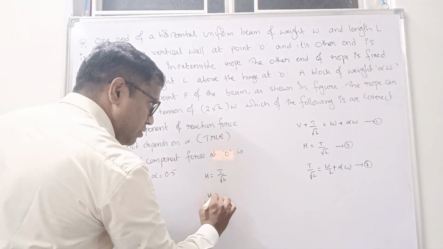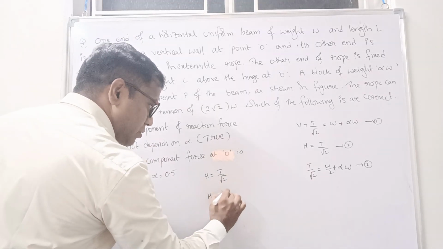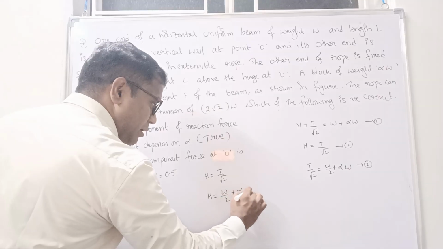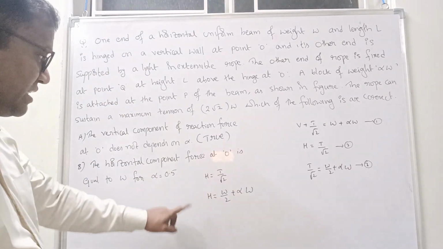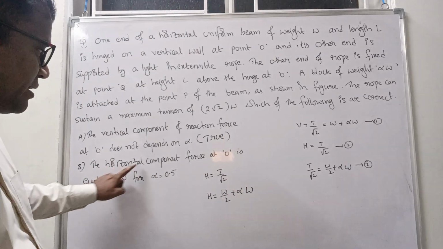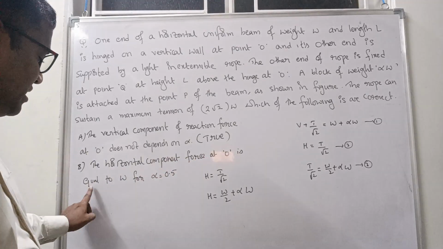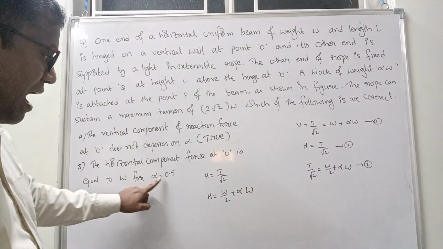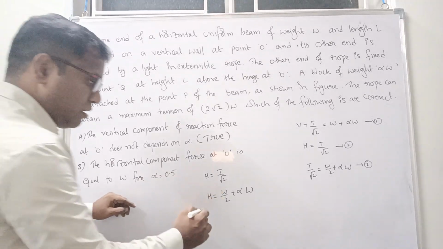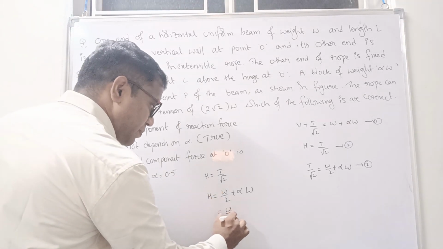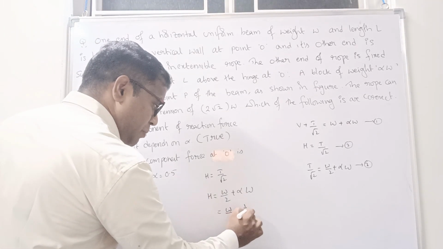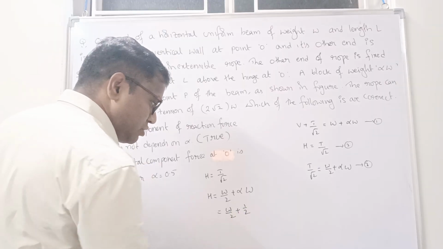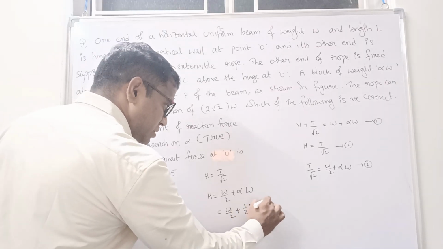So H is equal to T by root 2, which means W by 2 plus alpha W. But what is he saying? He is saying that the horizontal component of force at O is equal to W for alpha is equal to 0.5. So substitute here: W by 2 plus alpha, 0.5, which is 1 by 2, into W, which is equal to W.